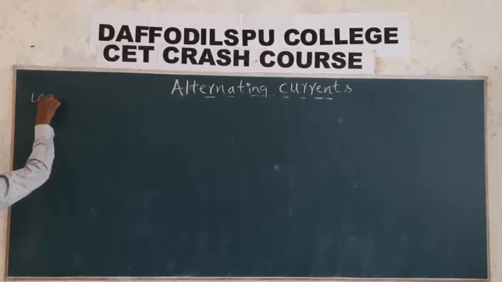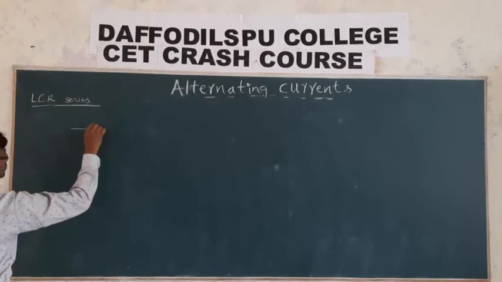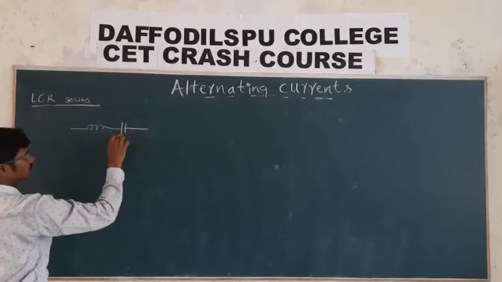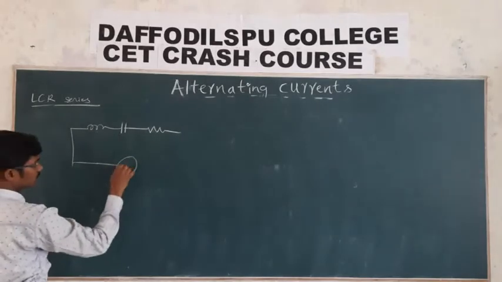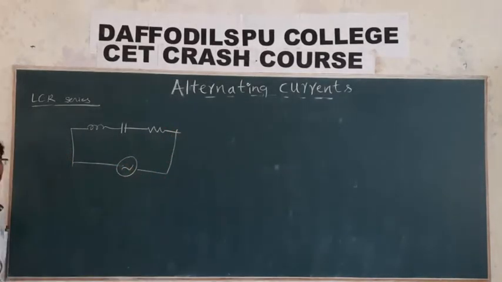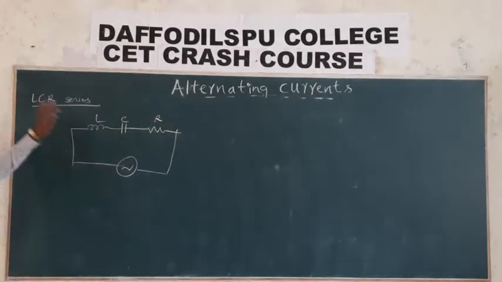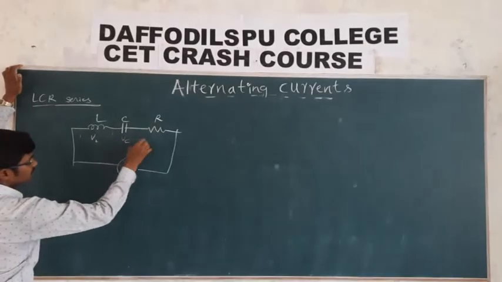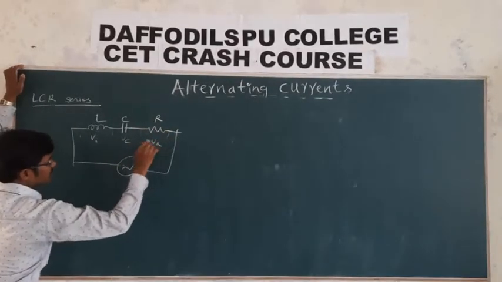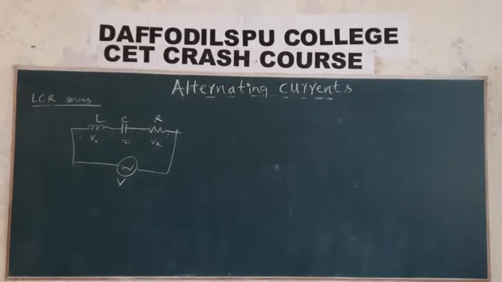For LCR series circuit, inductor, capacitor and resistor are connected to the AC source. LCR. Now potential difference across inductor is VL and VC and this is VR. This is the voltage applied. Instantaneous voltage applied to this.